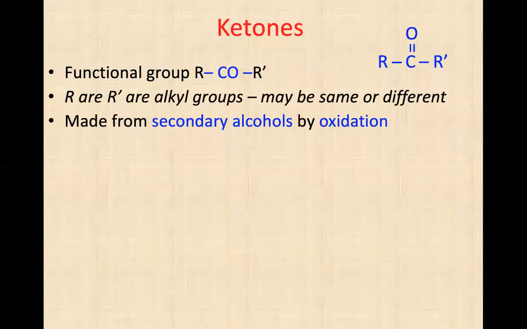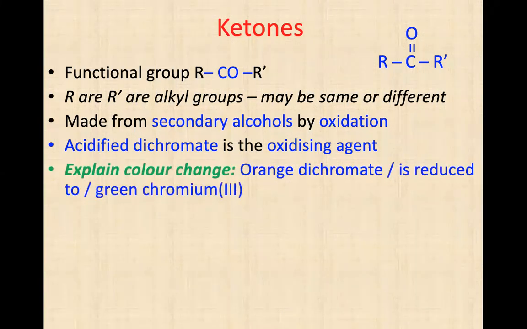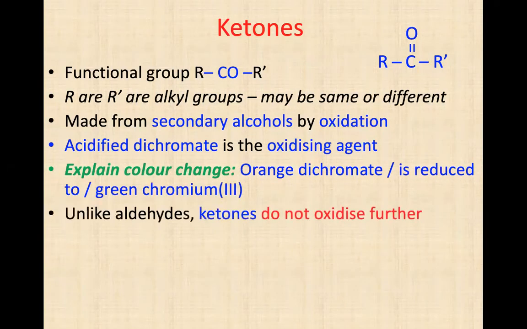Ketones are made from secondary alcohols by oxidation. Acidified dichromate is the oxidizing agent. And again, you could be asked to state and explain the colour change. Orange, acidified dichromate is reduced to green chromium 3. Three bits there: the orange dichromate is reduced to, second part, green chromium 3, third part. Right. Unlike aldehydes, ketones do not oxidize further. Aldehydes will go on to become carboxylic acids, but ketones will not.